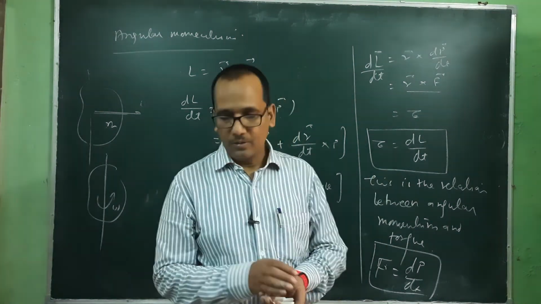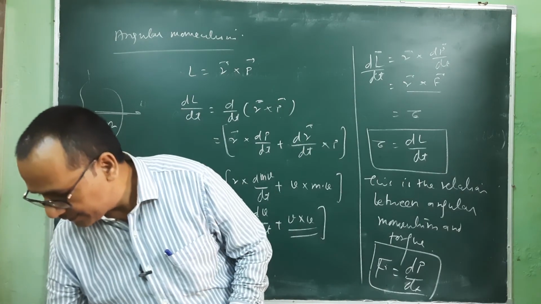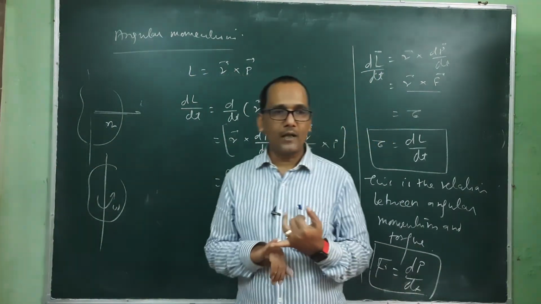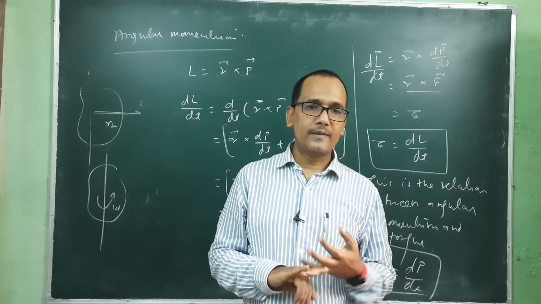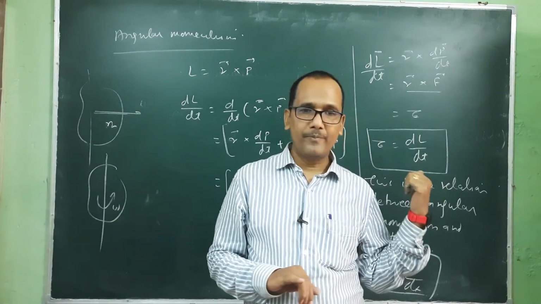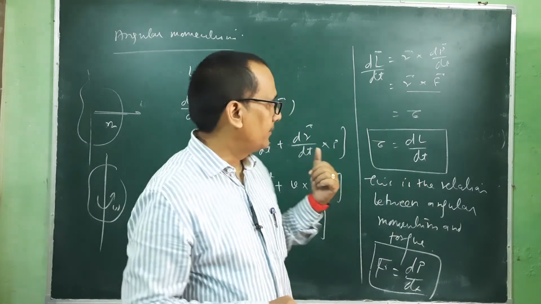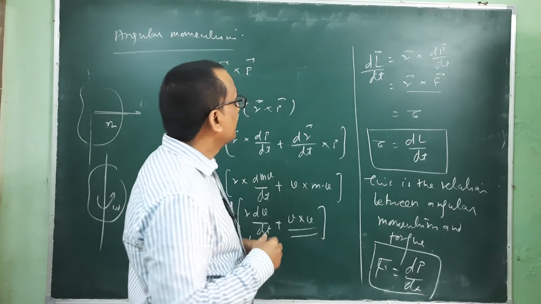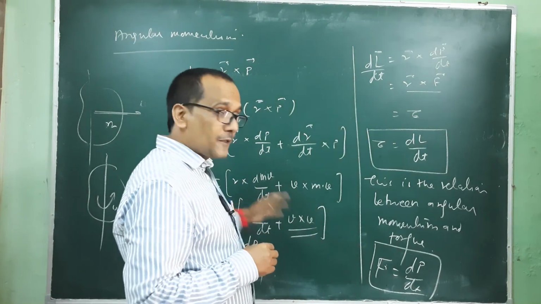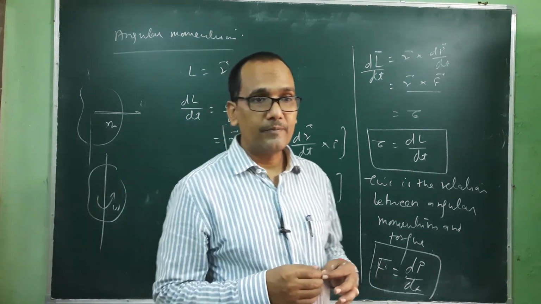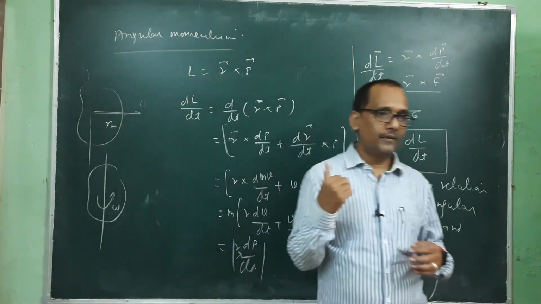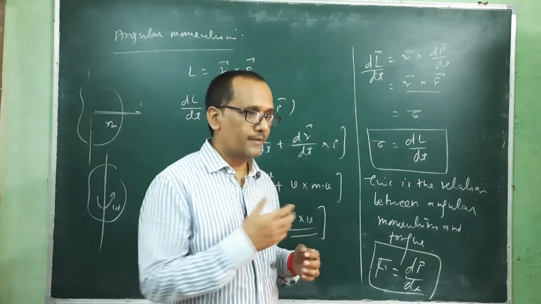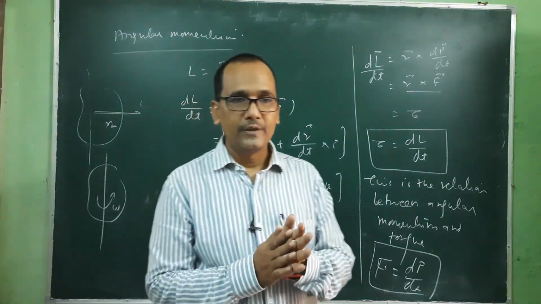Okay, so in this class we have introduced two new physical parameters. One is torque, and the second one is angular momentum. The relation between torque and angular momentum is derived here by using a simple method. The cross product of two vectors is very important as far as this chapter is concerned, and you should have some more practice on the numericals of this.